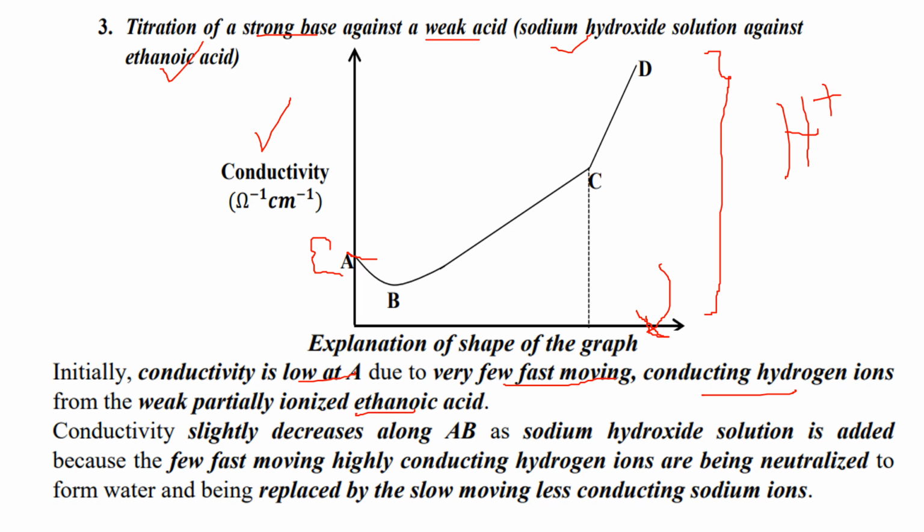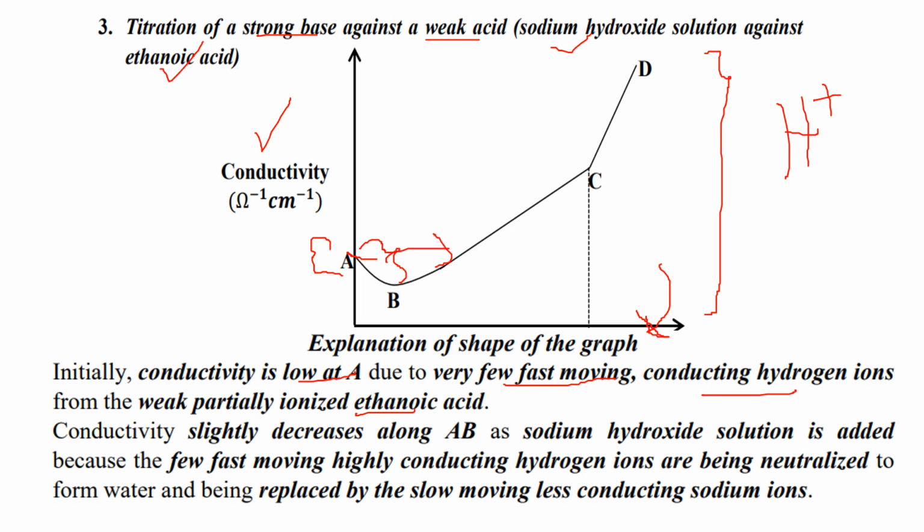Now looking at why conductivity is decreasing along AB as we are adding our sodium hydroxide, it is simply because the few hydrogen ions that are present are being neutralized by the hydroxyl ions from sodium hydroxide. So it's as simple as that. Titration graphs are the easiest to interpret.